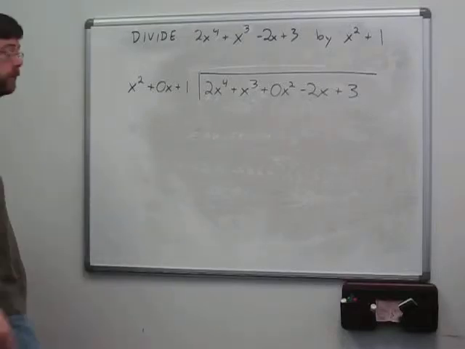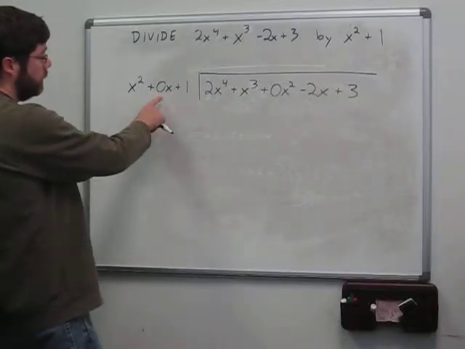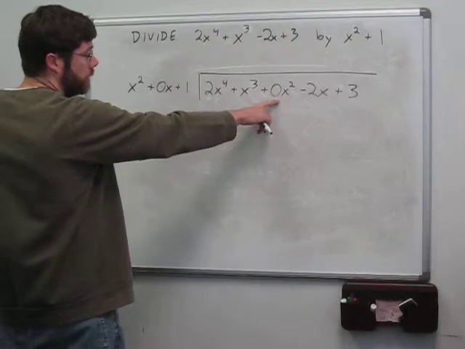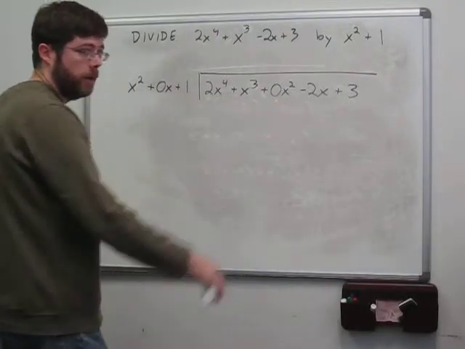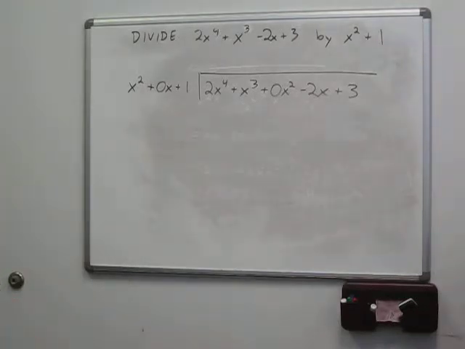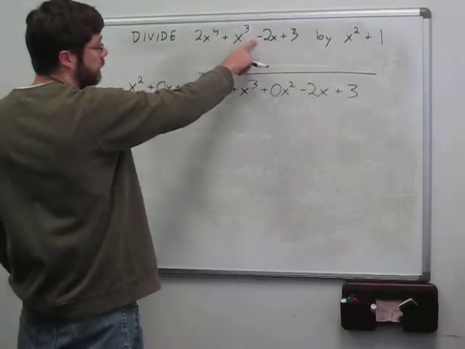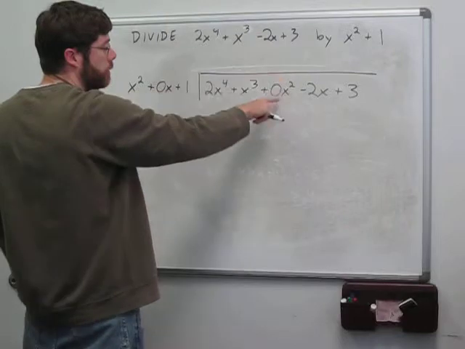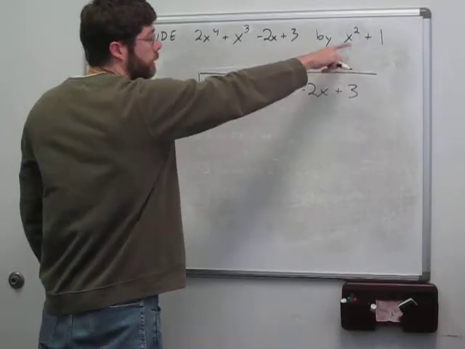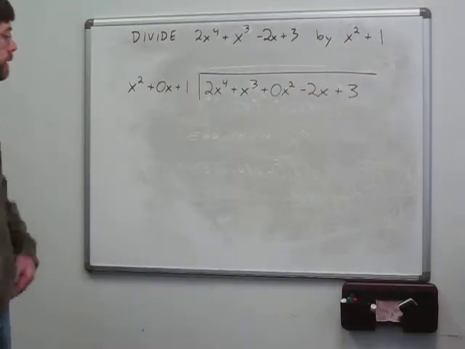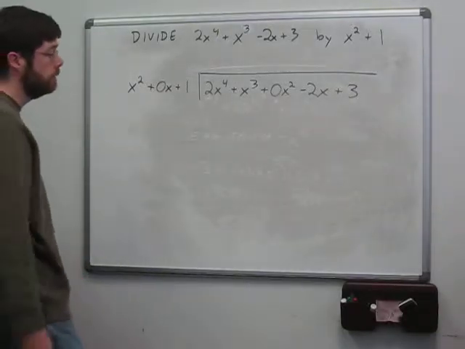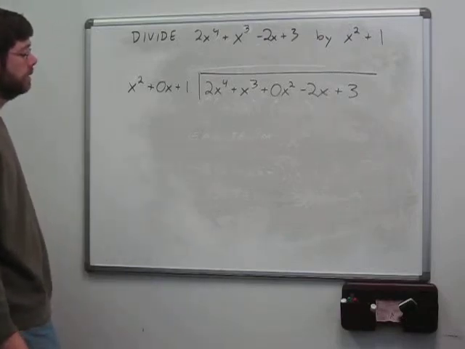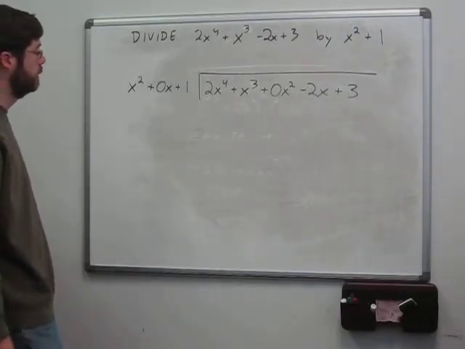Additionally, in order for the algorithm to work appropriately, we need to use placeholders, the 0x squared and the 0x, so that our columns line up when we go through the algorithm. Notice our dividend is missing an x squared term, so I put in a 0x squared, and our divisor is missing an x term, so I put in a 0x. So we run through the algorithm just like we go through an algorithm for long division of numbers.